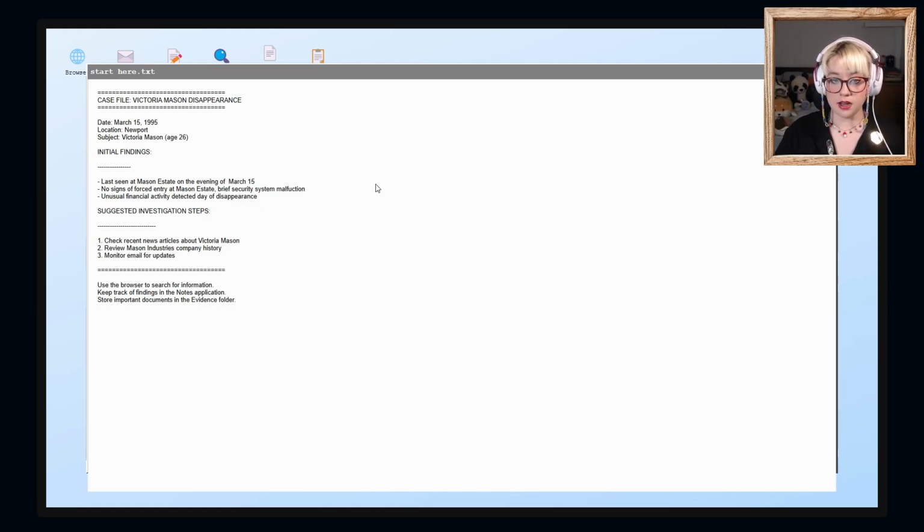Sorry. Monitor emails for updates. Use the browser to search for information. Keep track of findings in the notes application. Store important documents in the evidence folder.